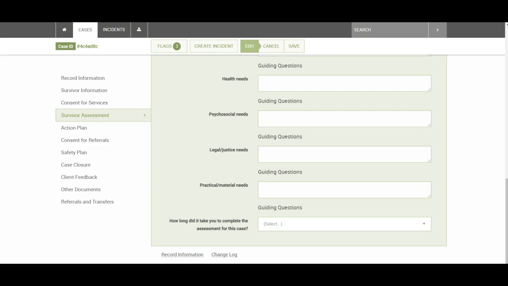Then finally, for our own system information, the last question is about how long it took you to enter this information into the system.